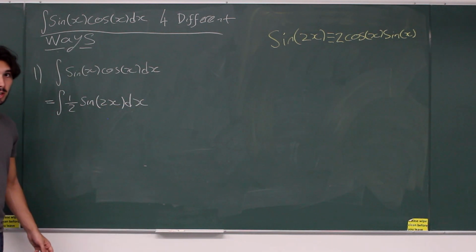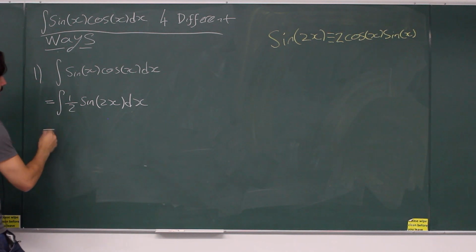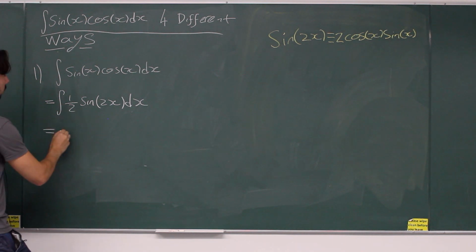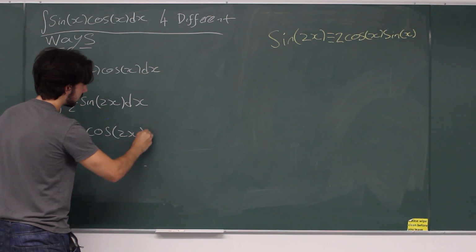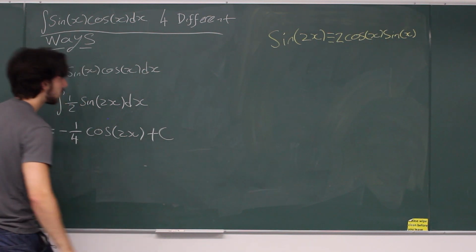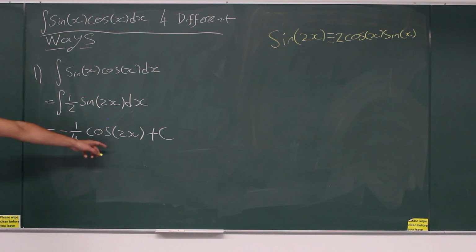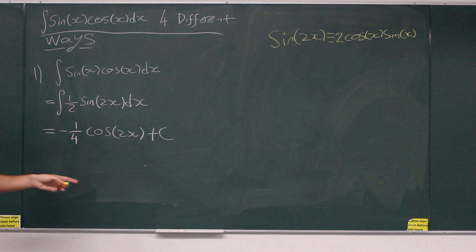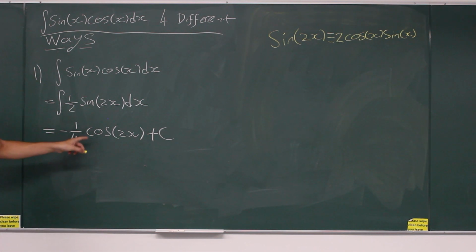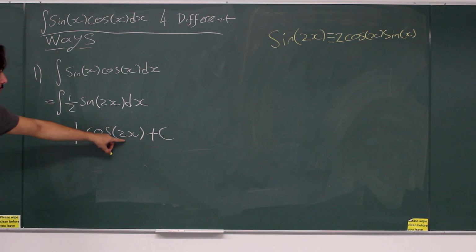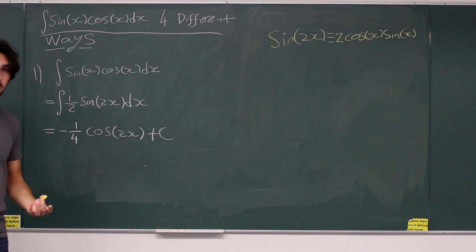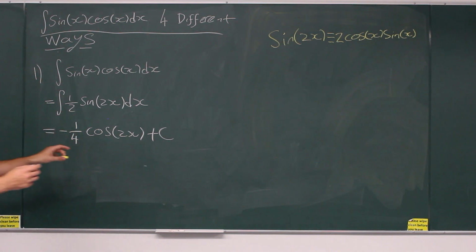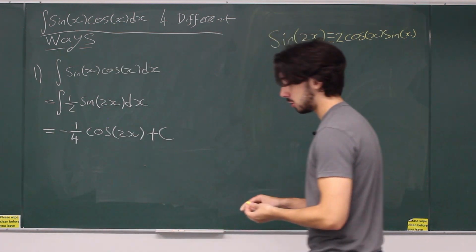We've not integrated it yet. It's the same as that. And then when we actually do the integration, we're going to end up with minus a quarter cos 2x, and then of course a plus c. Careful of the negative signs, guys, because when you differentiate cos, it becomes minus sine. So we need a minus here in order to cancel out with the minus that comes from differentiating cos. And there's a quarter there because when you differentiate cos 2x, the 2 is going to come down via the chain rule, and 2 times a quarter is a half, which is what we have there. So this is our first answer, minus a quarter cos 2x plus c.